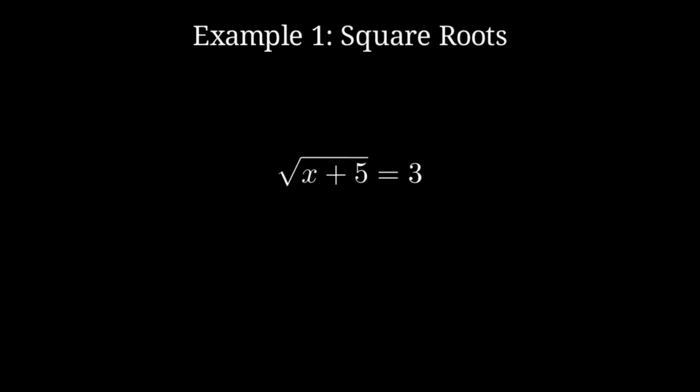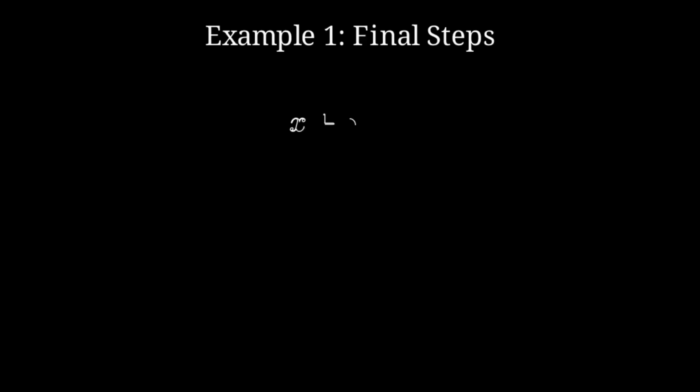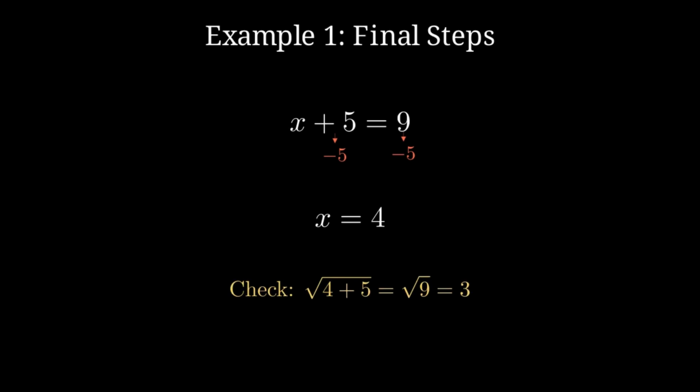First, rewrite the square root as an exponent of 1/2. To undo this, we square both sides. This clears the radical, leaving us with a simple linear equation to solve. After squaring, we find that x plus 5 equals 9. Subtracting 5 from both sides gives us x equals 4. Always plug your answer back into the original equation to ensure it satisfies the radical condition.